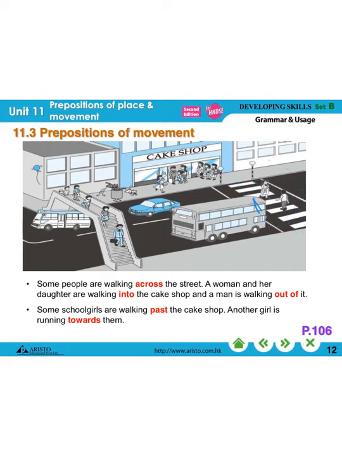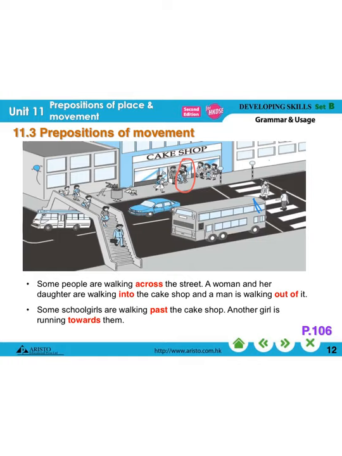And then we have another sentence here. A woman and her daughter. Actually, I am talking about these two persons. They are walking into the cake shop. That means from outside to inside.